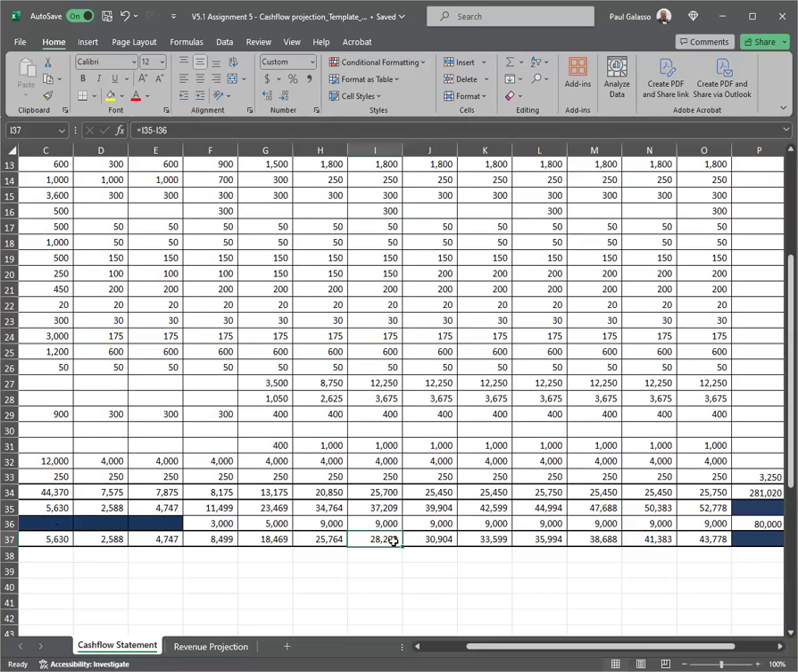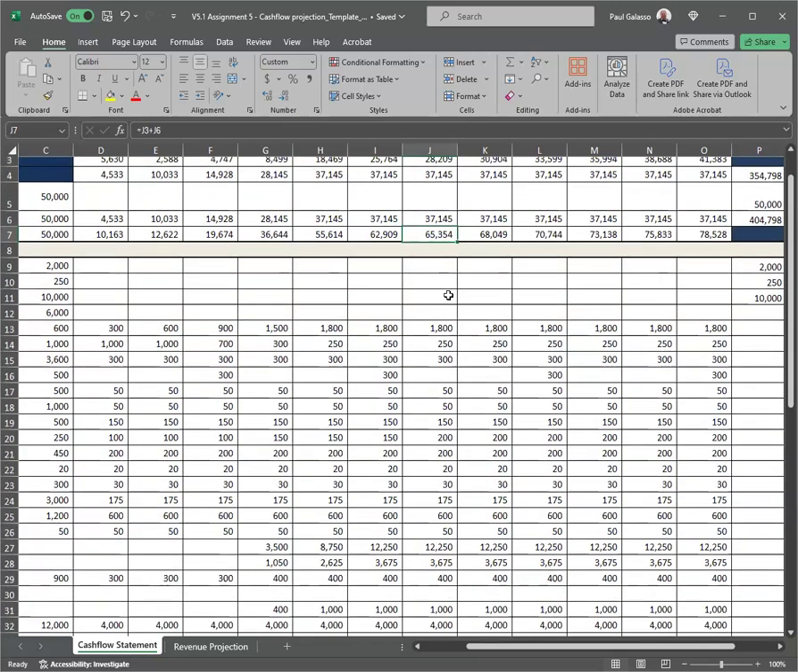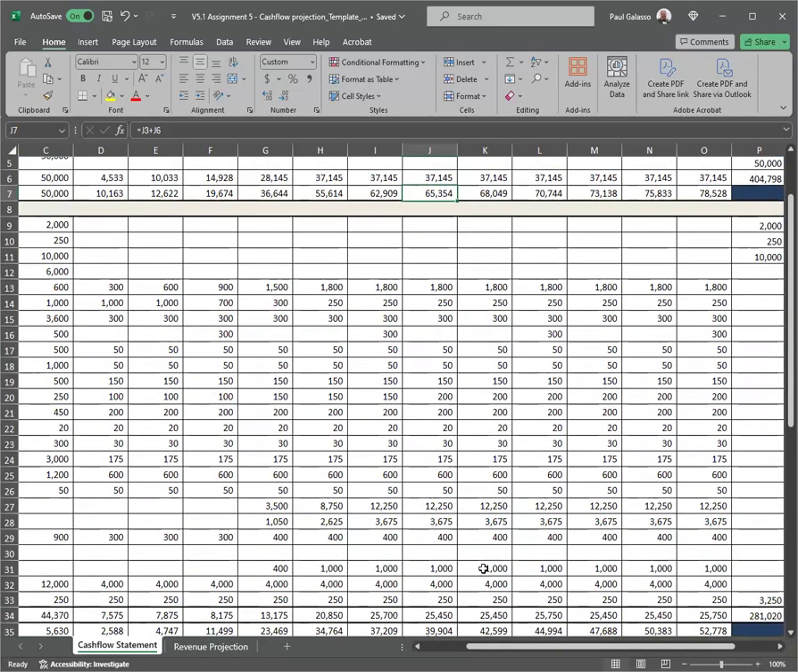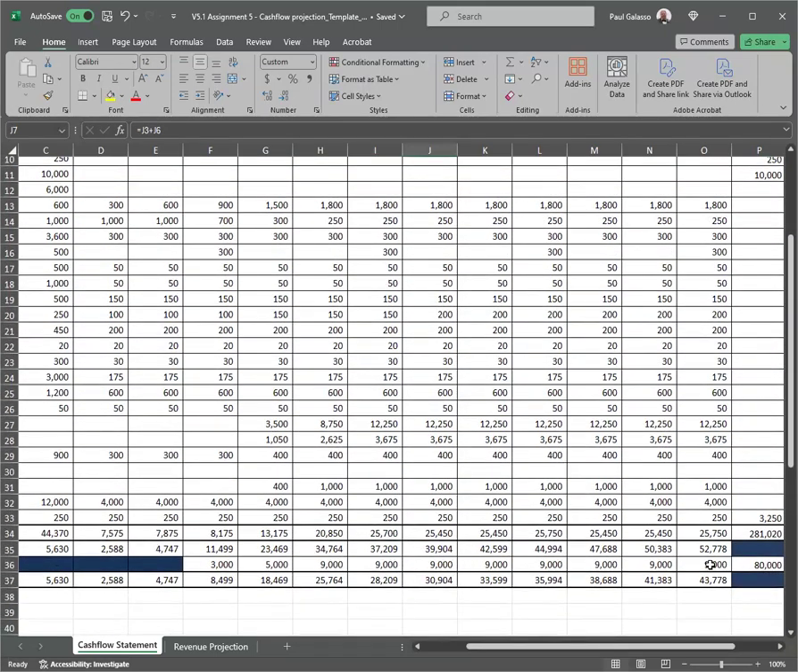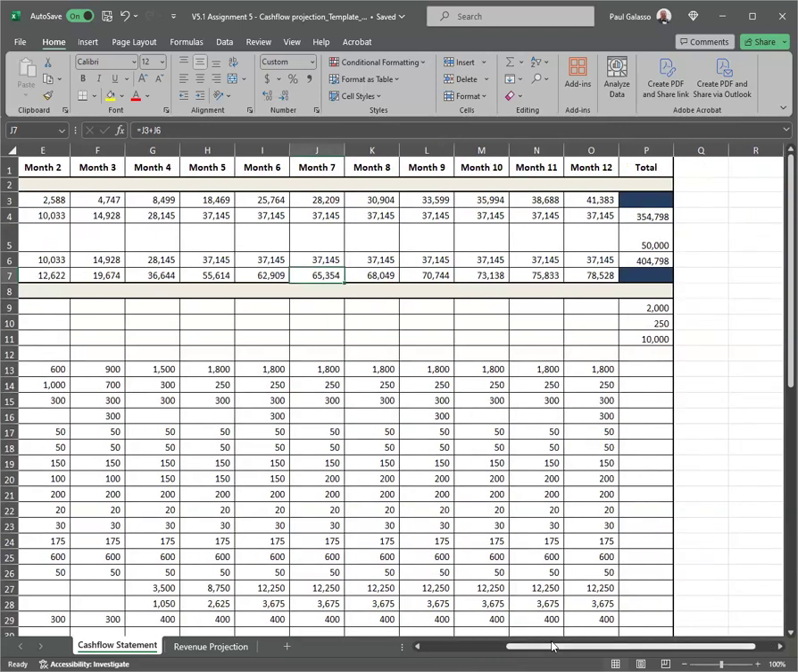And so our ending cash in month 6 is $28,209. Beginning cash in month 7 is $28,209. We add the $37,145, giving us $65,354. All right. So all of our expenses have been filled in. We have $9,000 per month in owner's draw. So now we know what we are bringing in for the month, okay?